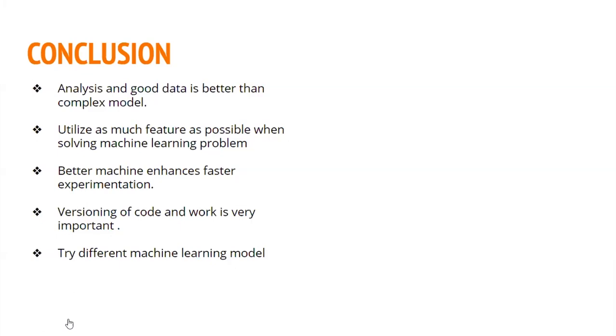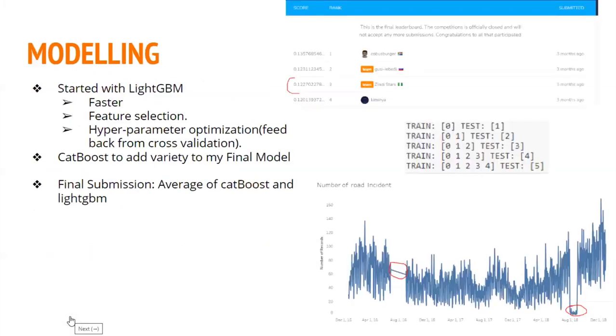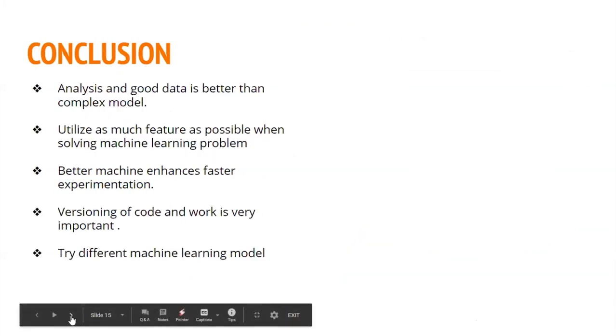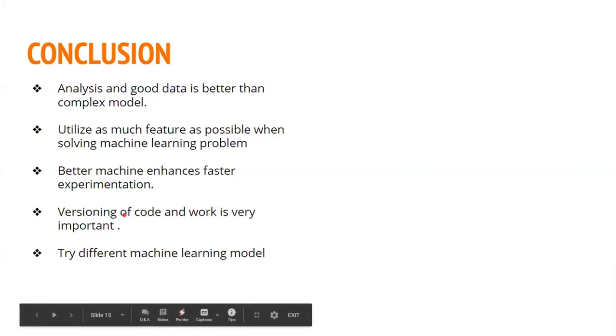Then also, versioning of code and work is very, very important. I still remember in the competition when we were asked to submit our best score, we were not able to produce it. We had issues producing our best score before we were able to find a particular notebook or a particular hyperparameter that could give us the best score. It was really time-consuming and really frustrating. So that was one of the lessons I really learned in this competition.